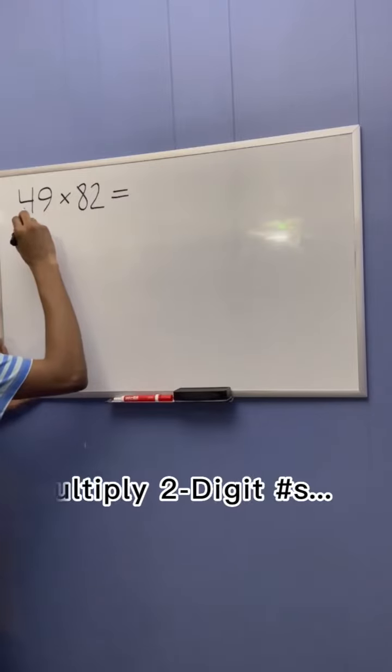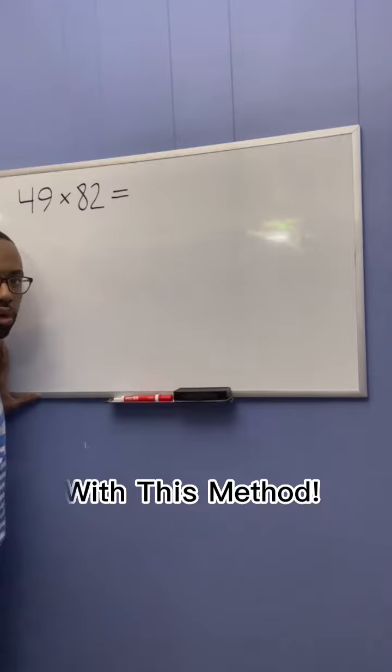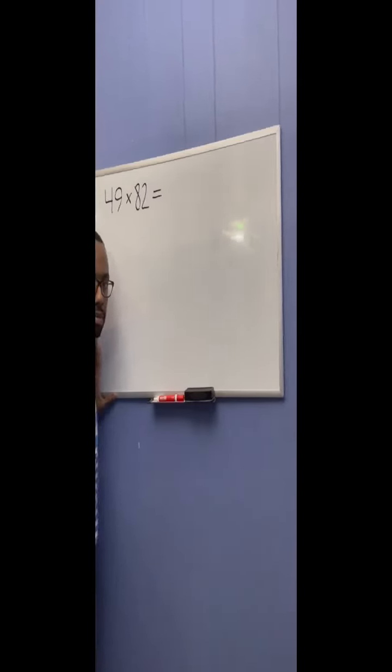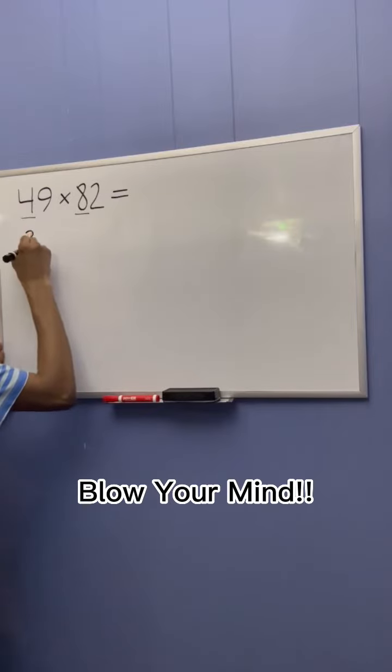So we have this problem, 49 times 82 equals what? I'm going to show you a better way to solve this problem. First, you multiply the 4 and the 8 and get 32.